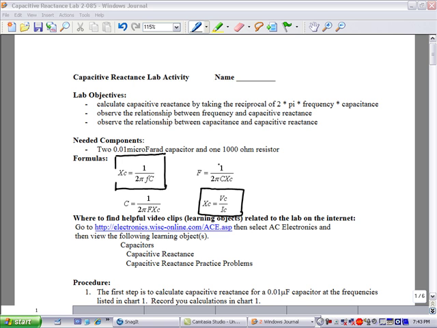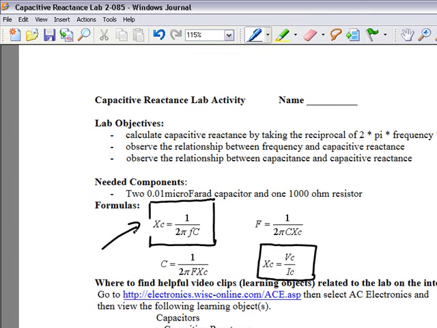The lab concentrates on two formulas for calculating capacitive reactance. One formula is capacitive reactance equals 1 over 2 pi F C, where F is frequency and C is capacitance. The other formula is very similar to Ohm's law: capacitive reactance equals voltage across the capacitor divided by current flowing to and from the capacitor. See, that's very similar to what you learned in Ohm's law. For a DC circuit, resistance is voltage divided by current. Our opposition in the circuit is capacitive reactance.